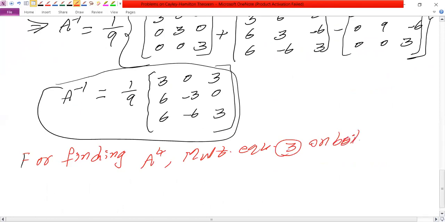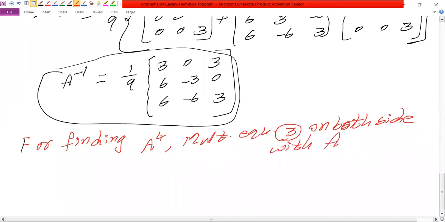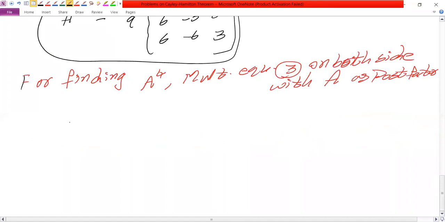Sorry, on both sides with capital A. You can mention A as post factor, because each and every term contains only one matrix as post factor, and the remaining element is constant only. So what is our equation?